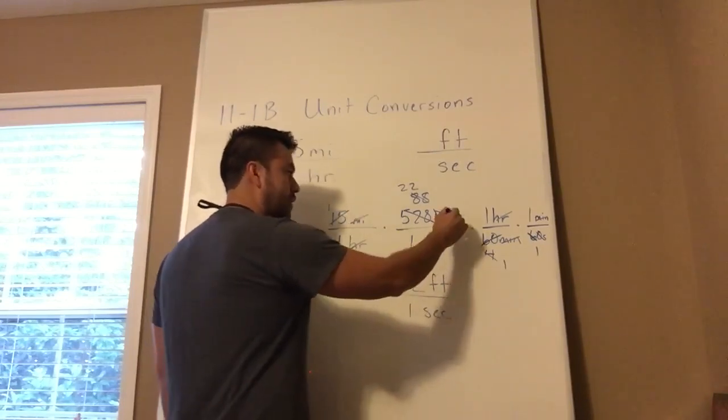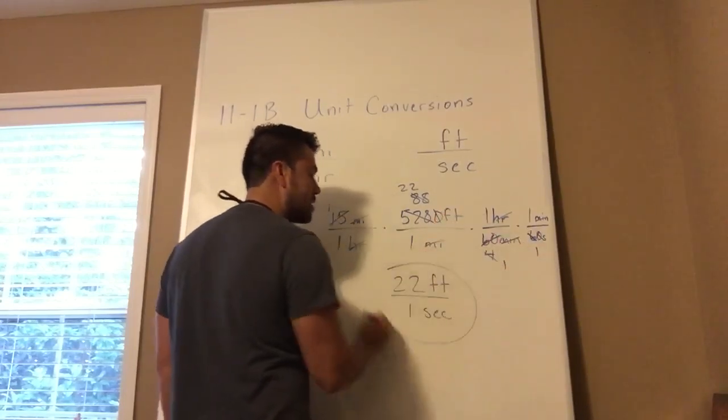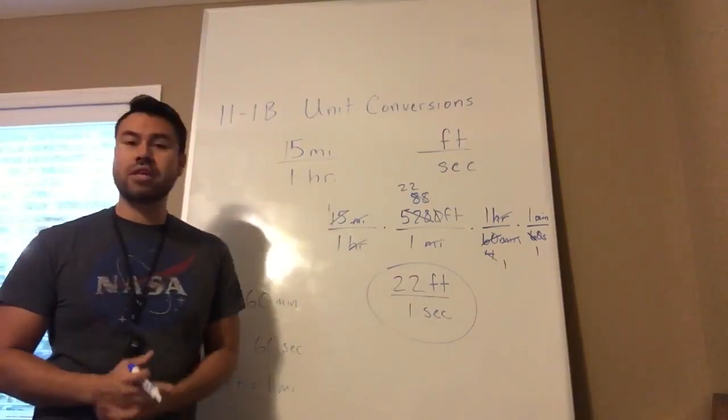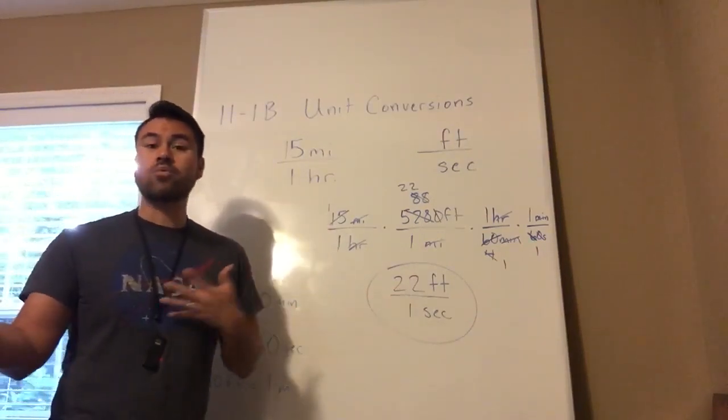Right? I have the feet unit and the seconds unit. That's the unit conversion. So 15 miles per hour is 22 feet per second. That's how you can convert it. That's one of the unit conversions.